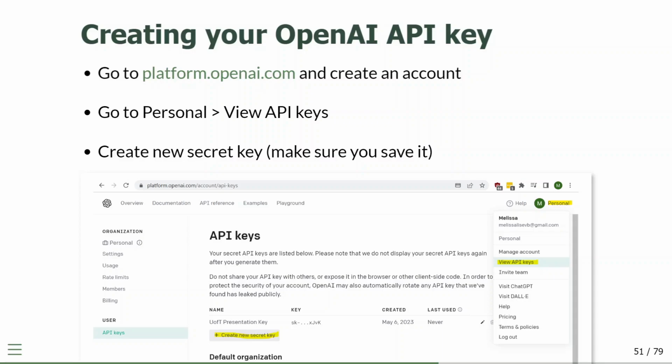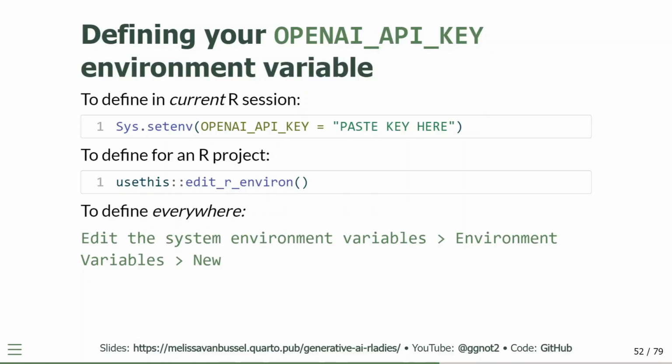This API key really is like a secret password. Now, in order to interface with the OpenAI models in R, the first thing that we need to do is define the OPENAI_API_KEY environment variable. And there are a few different approaches to do that.